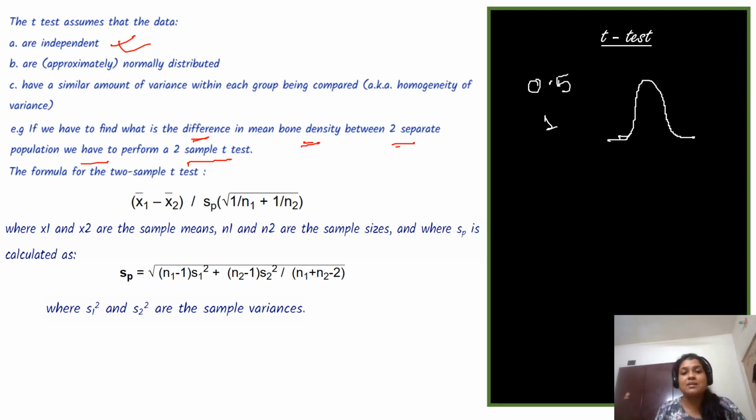x bar 1 minus x bar 2 divided by Sp into the square root of 1 by n1 plus 1 by n2. So what is this? x bar 1 and x bar 2, these are the means of sample 1 and sample 2, rather group 1 and group 2.